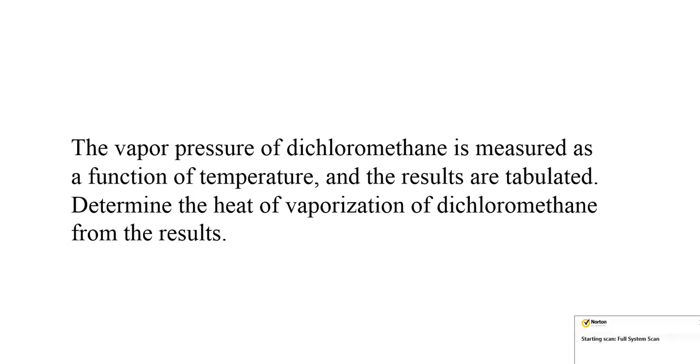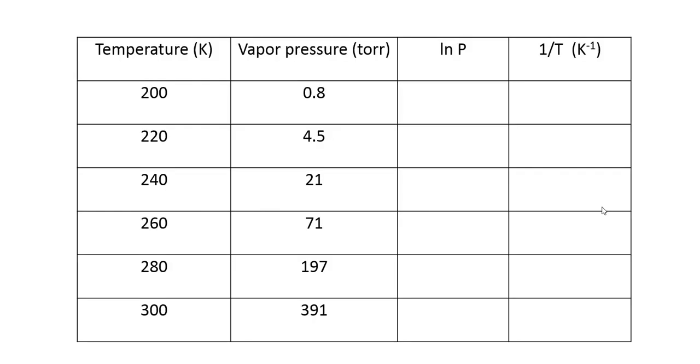So the question is: the vapor pressure of dichloromethane is measured as a function of temperature, and the results are tabulated. So determine the heat of vaporization of dichloromethane from the results. I will show you the results in the next slide. So what do you do here?